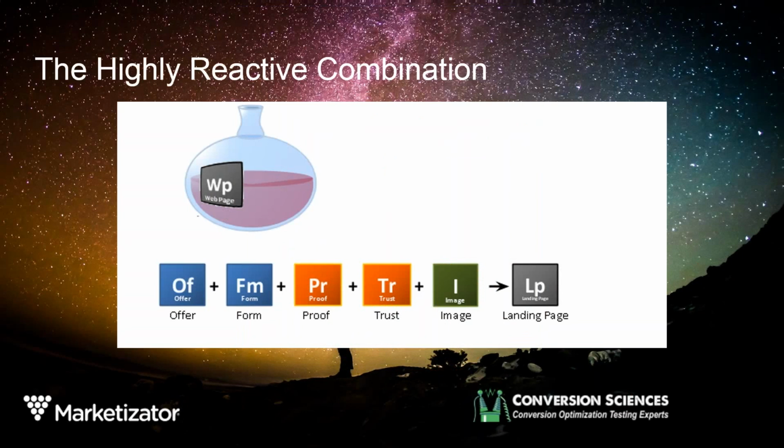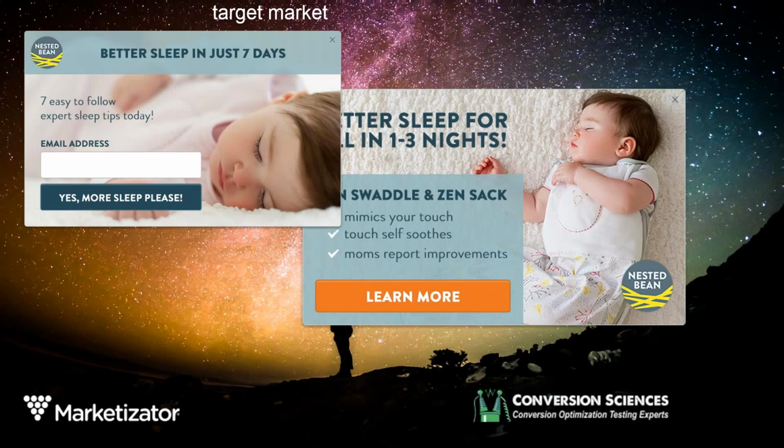So this is the complete reaction. We take offer and form, we mix it into a pure solution of web page, we add the catalysts of proof and trust, and then we integrate some images, mix it all together, and we should have a high-performing landing page. So Andra, I'm going to turn it over to you and let you talk a little bit about some of the personalization issues.